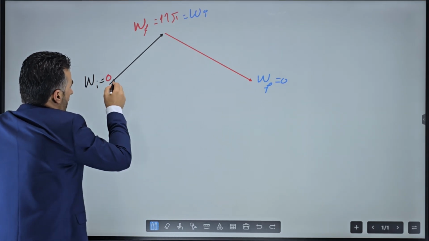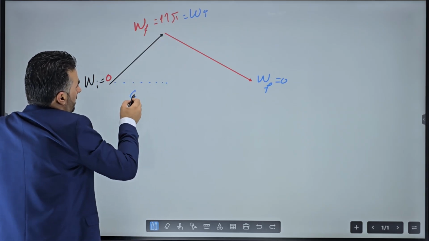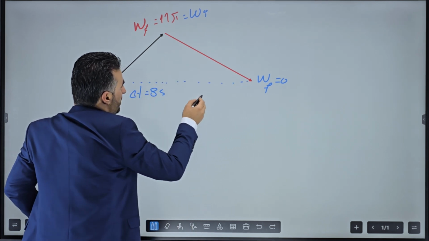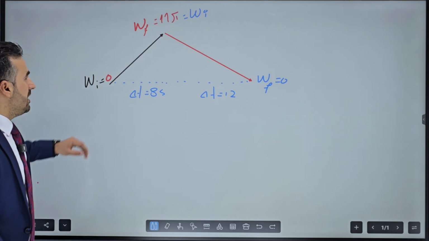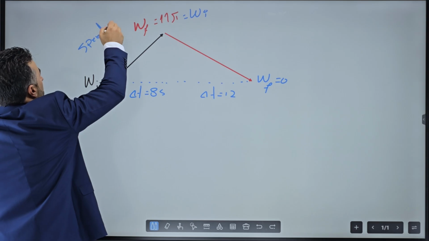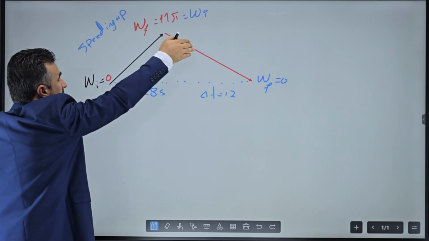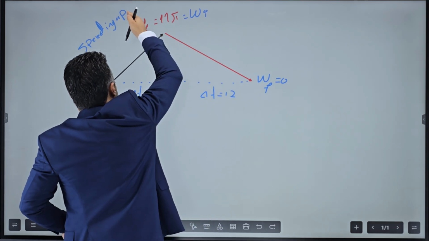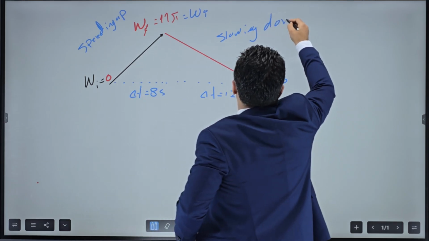But let's not forget, how long does it take to speed up to 11 pi radian? It takes 8 seconds. And how long does it take to slow down and stop? It takes 12 seconds. This is exactly what happened. Now you can name these parts. Here you can say speeding up, starting to work. Here you can say slowing down, going to slow down until it stops.